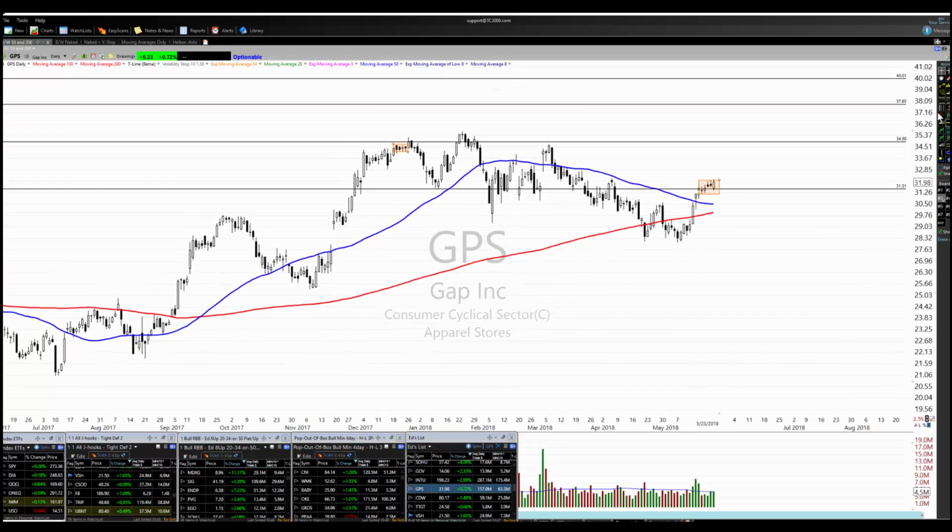Again, you can get in front of it by using a breakout buy, and use this support level there as the bottom of your box as support for your stop. First target, second target.